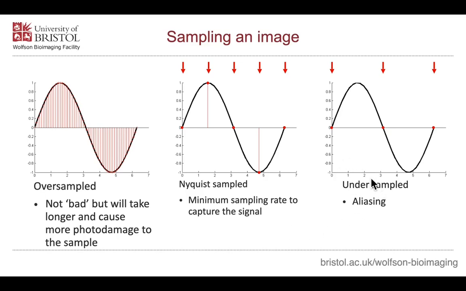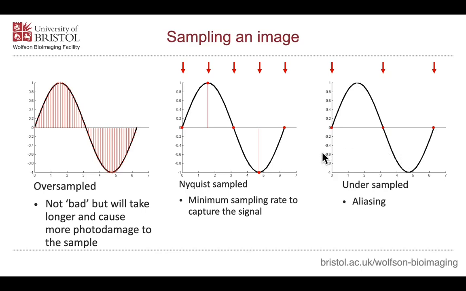On the other end of the scale, we could just say, okay, we'll make 3 measurements, here, here, and here. And then we'll try and reconstruct that. And if we reconstruct that, we'll just get a straight line. So this will be losing all of this information. And this is undersampled, so it's called aliasing.